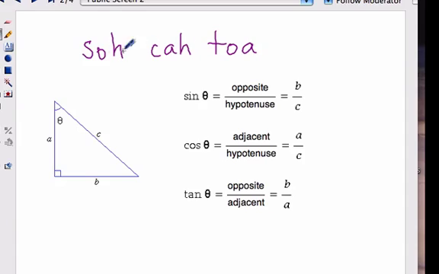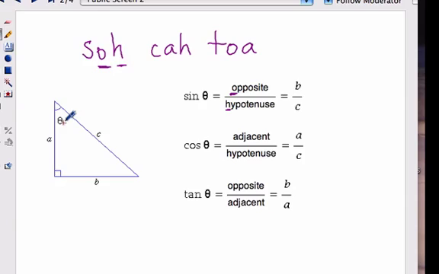Now, there's several ways to remember that, but this is something you need to know when you're doing trigonometry problems here. So this means the sine of the angle is equal to the opposite side over the hypotenuse. Okay, so the cosine of the angle equals the adjacent side over the hypotenuse. That's what that means. And the tangent of an angle equals the opposite side over the adjacent side. Okay, so this helps you to recall these formulas.